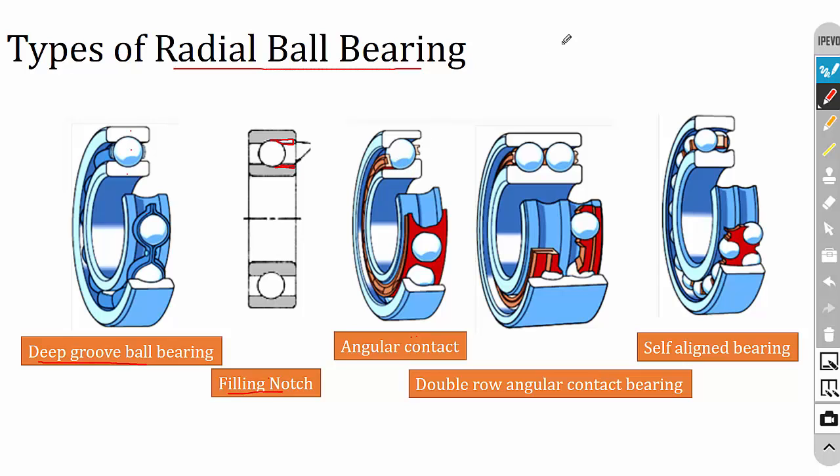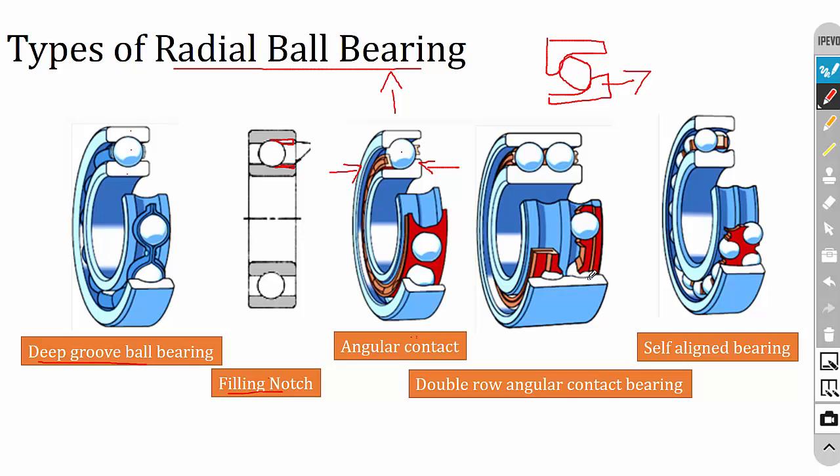You can see that. If you draw the cross section, it will be like this. This is the top part and this is the bottom part. So your balls will be like this. This can withstand radial loads as well as some amount of thrust load in only one direction. For example, in this image, if you apply a thrust load in this direction, it can withstand the minimum thrust load. But if you apply the thrust load in the opposite direction, it cannot withstand the load because the ball will go in this direction, so the ball will not touch the inner race and outer race.